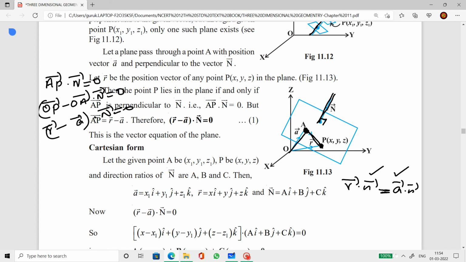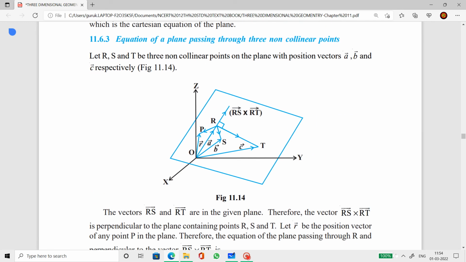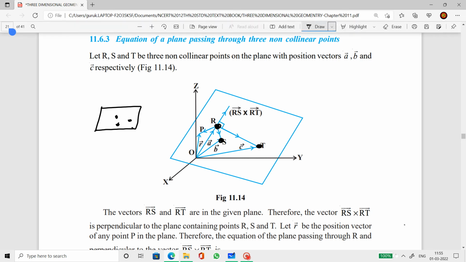Now I said there was one more case: the equation of a plane passing through three non-collinear points. Here the three non-collinear points are R, S and T. So there is a plane which passes through these three points. Now let us take one of the points as the point of reference. My choice, I can take whichever I want. I'm going to take this R point as my point of reference. So I'm going to look at the other two points from this point. So the direction vectors will be like this, isn't it?